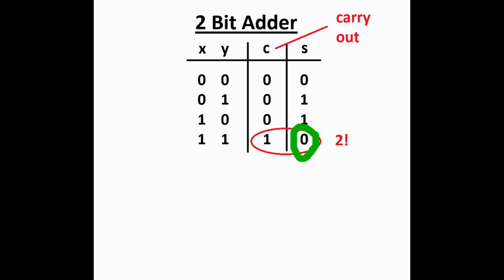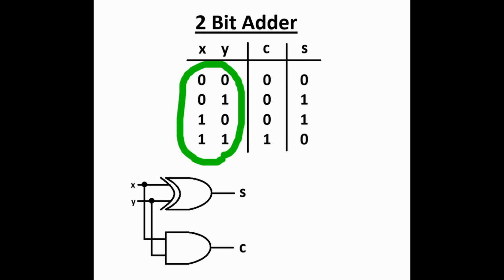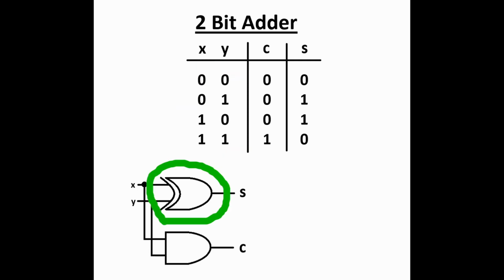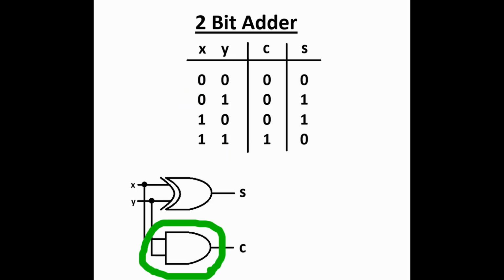The first digit would be 0 in this case, and the carry out would have the value of 1. How do we build this device using logic gates? We look at the truth table. Notice that the sum output column compared to the inputs is exactly an XOR gate. Next, if we compare the carry out column to the inputs, it is just an AND gate. Thus, 2 logic gates, each connected to the inputs, can be used to create our adder.